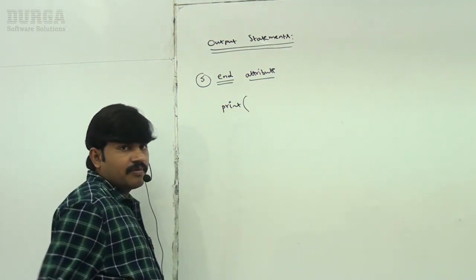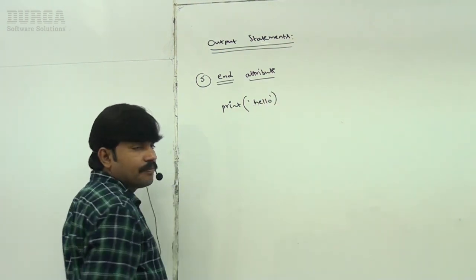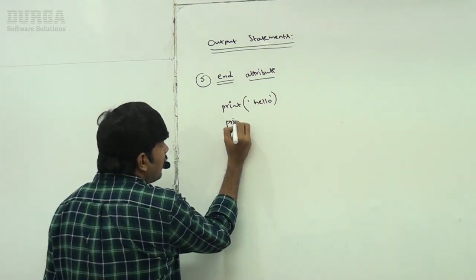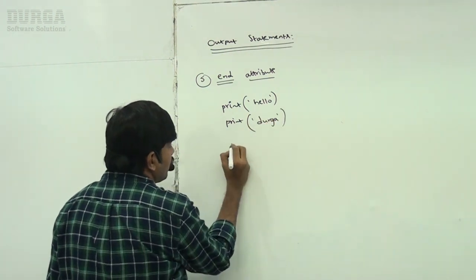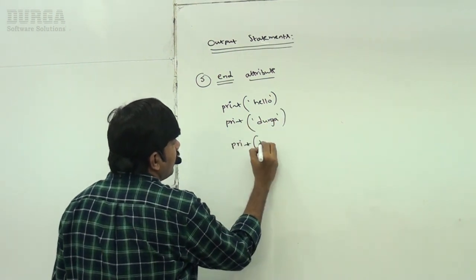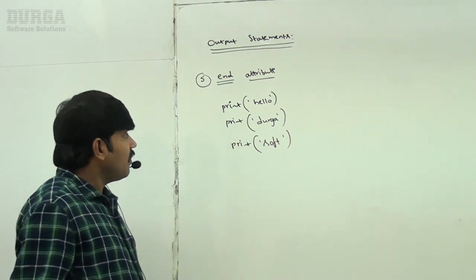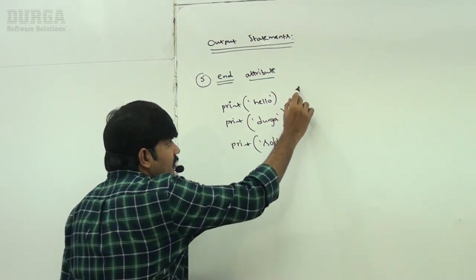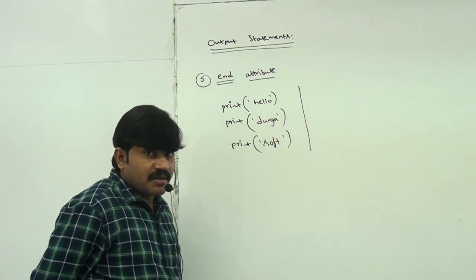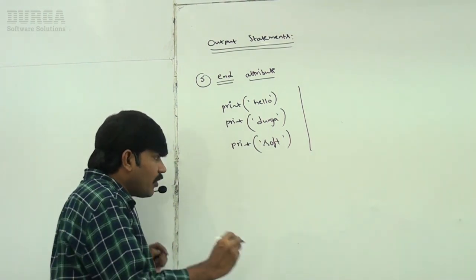Print of hello, hello I'm taking. Next, print of Durga. Print of soft, like this I'm taking. Can you please tell what is the output we will get if I run this code? How many print statements are there? First one, second one, third one. So what is the output?